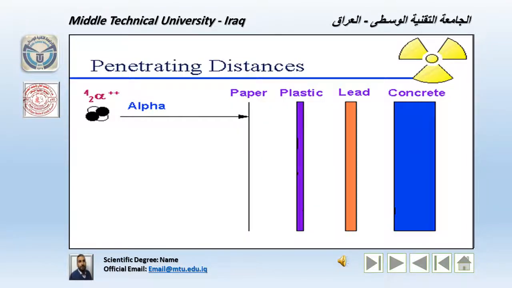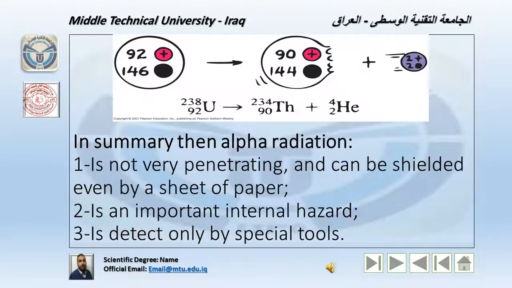This figure represents alpha particles, which can be stopped by a paper. In summary, then, alpha radiation 1 is not very penetrating and can be shielded even by a sheet of paper, 2 is an unimportant internal hazard, 3 is detected only by special tools.